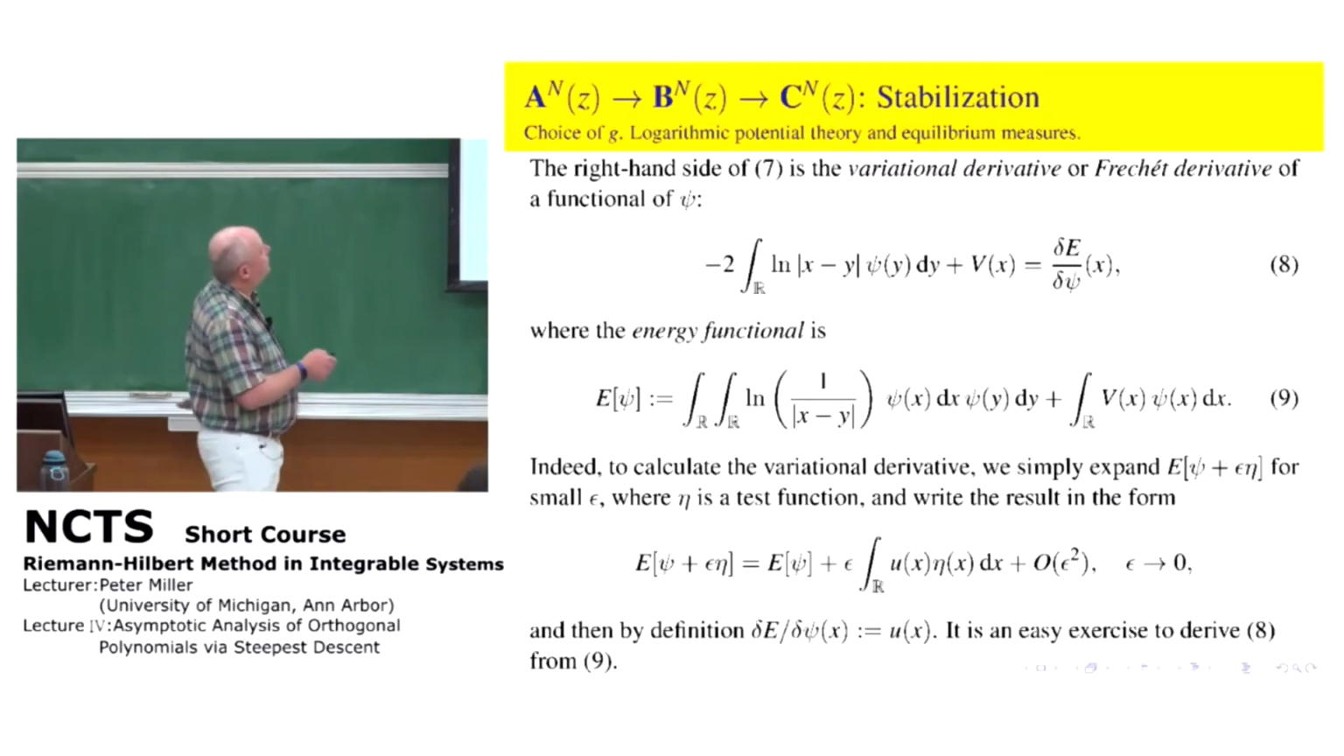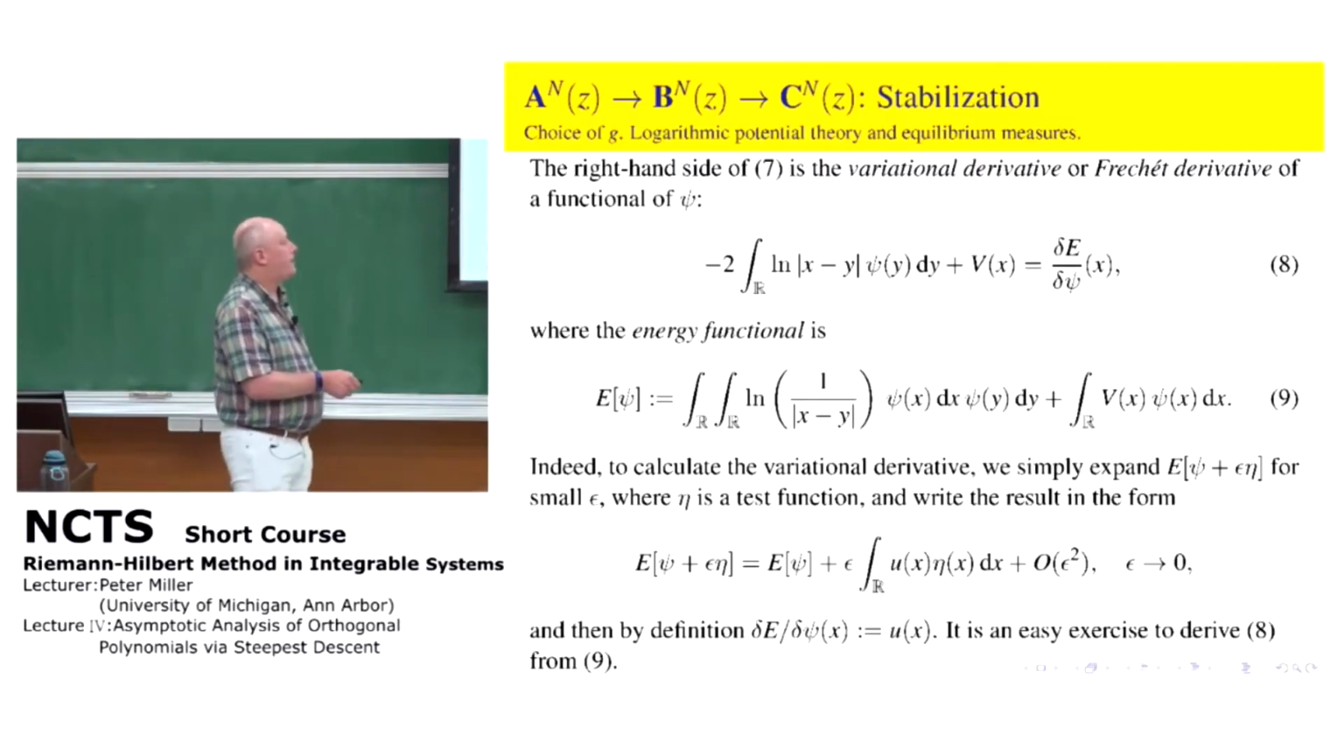And it turns out that the right-hand side of the off-diagonal entry, that's this quantity here, can be viewed in a nice way. It's actually the derivative of a functional. It's like the variational derivative or a Fréchet derivative of a certain functional of psi, which is called the energy, and it's written like this.